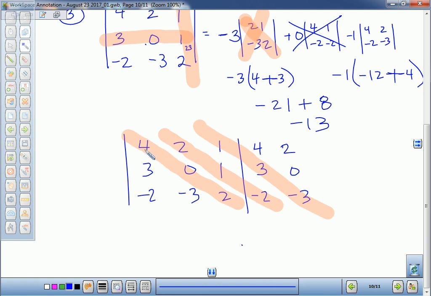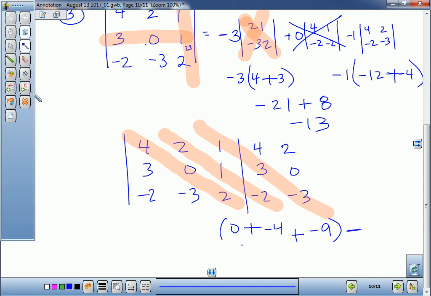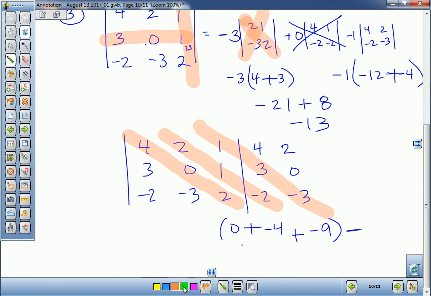Okay, so what do we do? We do a product. 4 times 0 times 2 is 0, plus 2 times 1 times negative 2 is negative 4, plus 1 times 3 times negative 3, negative 9. And then we subtract from that the other direction. How did you get 0 for the first one? This way is faster than the other way. It is.